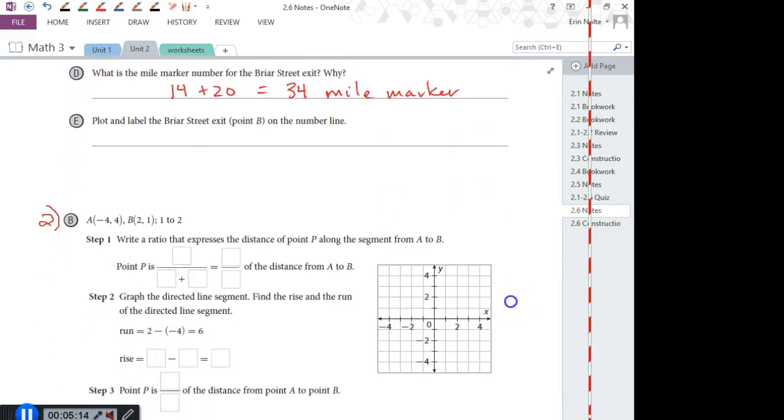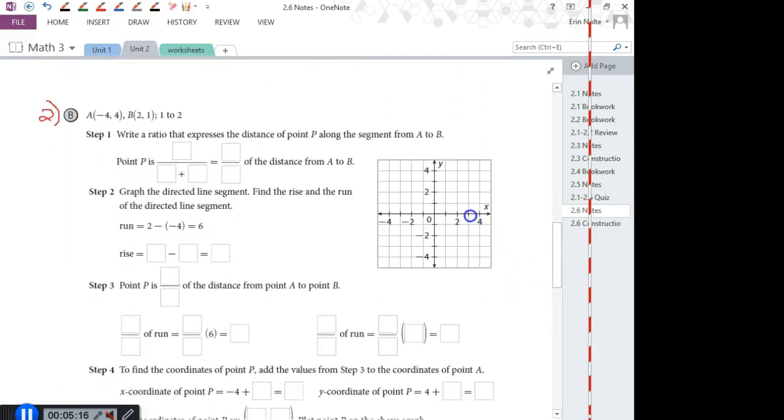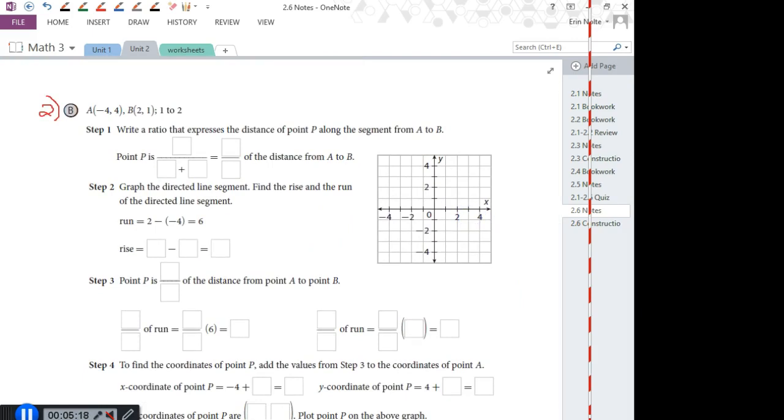All right, well, it's pretty rare that you actually have whole nice numbered distances. So they're going to do this now on a coordinate grid, using points like x's and y's and now giving us a ratio. And they give us a ratio in a different format. They give us it from 1 to 2. What's the ratio that we're using if it's 1 to 2?